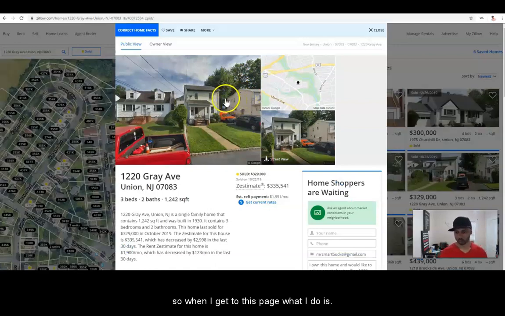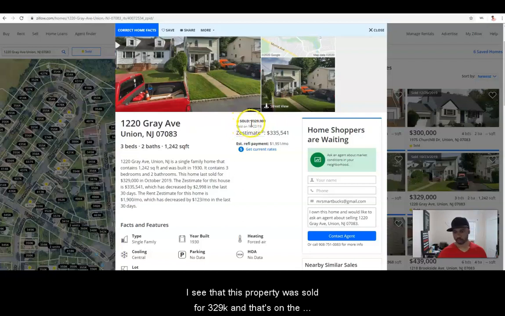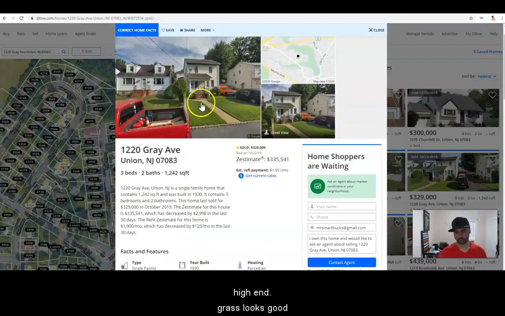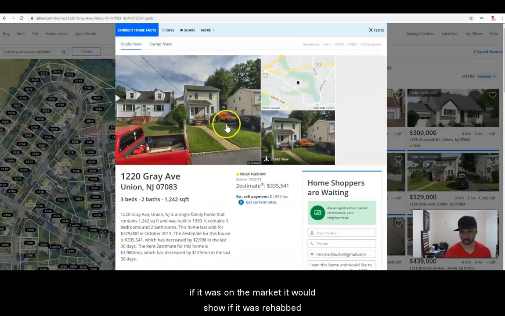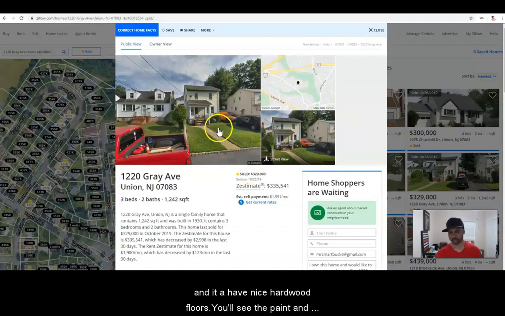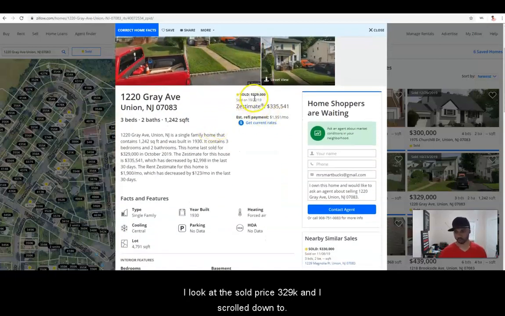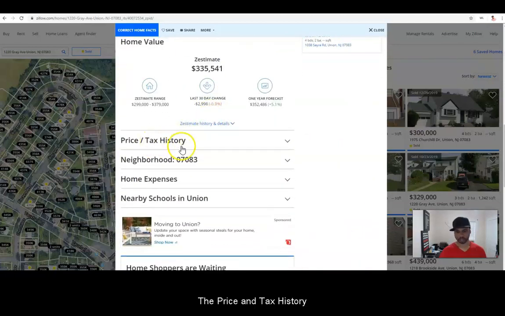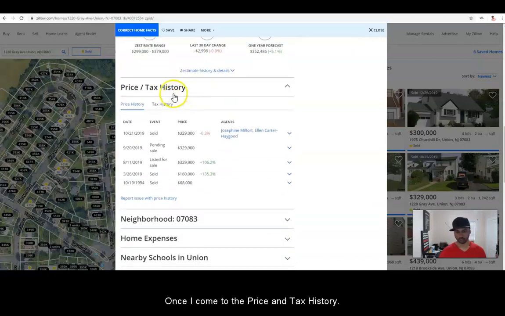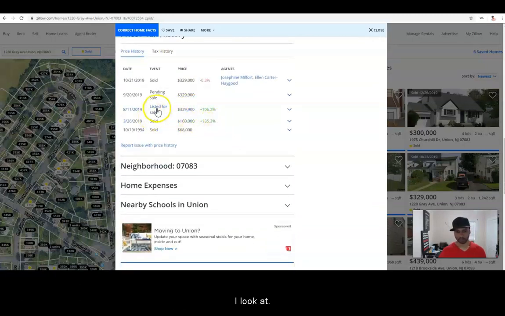When I get to this page, I see that this property was sold for $329, and that's on the high end. Grass looks good. There's no pictures. A lot of times pictures come up if it was on the market, and it'll show if it was rehabbed, with the nice hardwood floors, the paint in the kitchen, bathrooms done. So I look at the sold price, $329, and I scroll down to the price and tax history. The first thing I see is it was sold for $329, and right below that it was purchased for $160.